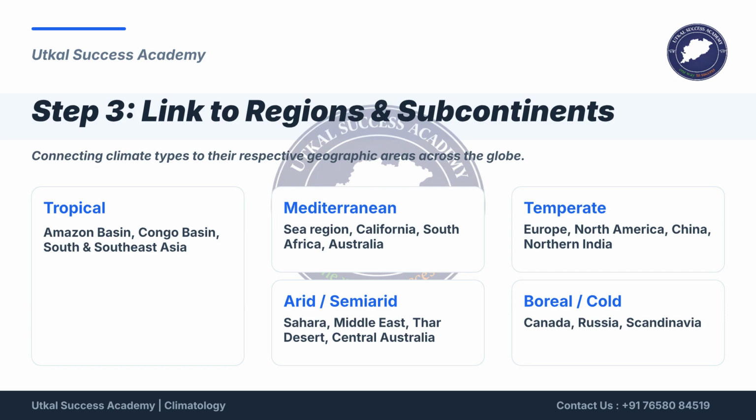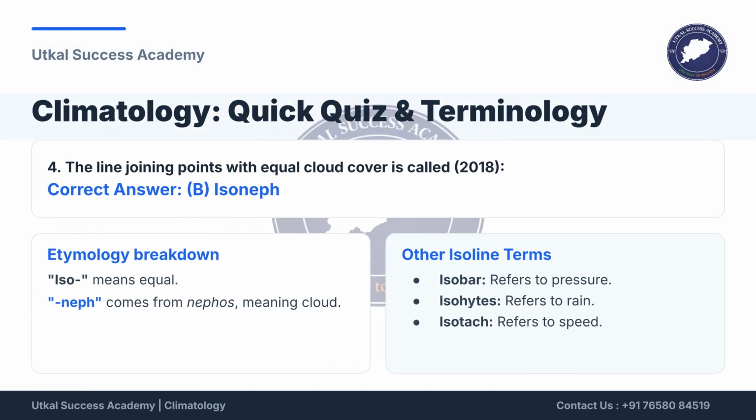The tropical climate covers areas like the Amazon and Congo basins. Mediterranean climates are found in the Mediterranean basin and California. Temperate zones include Europe and North America. Arid and semi-arid regions span the Sahara and Middle East, while boreal areas cover Canada and Russia. Let's test our knowledge with a quiz question from 2018.